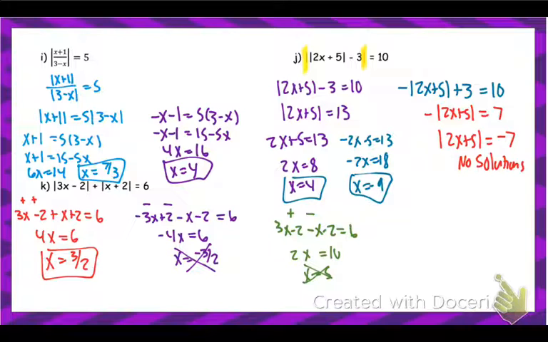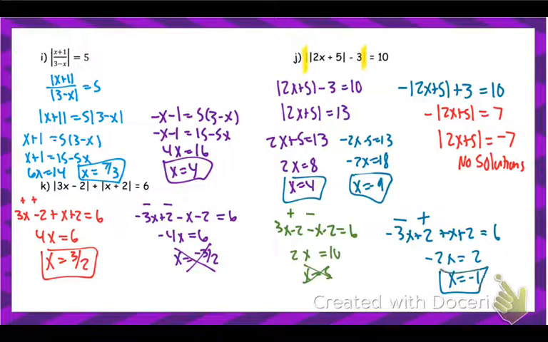And then finally, the last case is if the first one is negative and the second one's positive. So negative 3x plus 2 plus x plus 2. So negative 2x is equal to 2, and x is equal to negative 1. That one does work. So that leaves me with 2 solutions that do work and 2 solutions that are extraneous. There are 2 points of intersection of this graph.